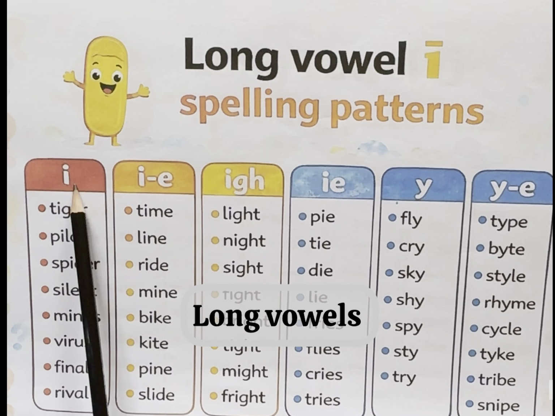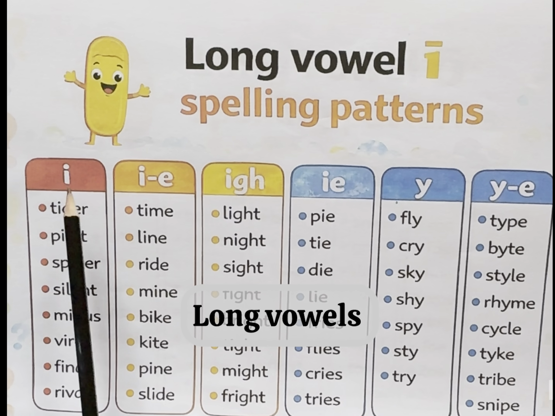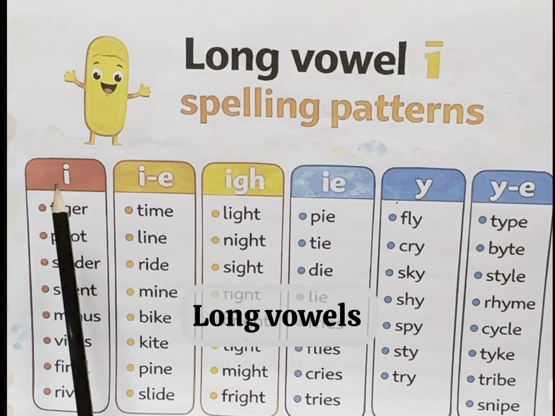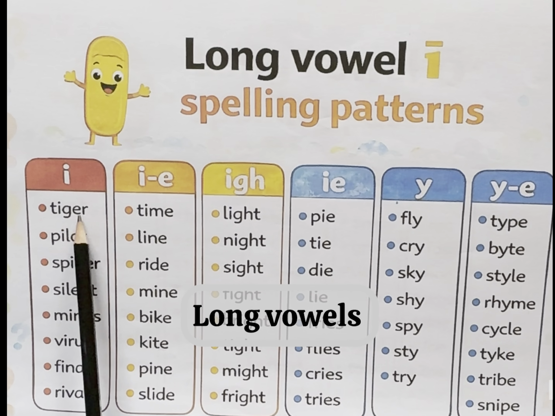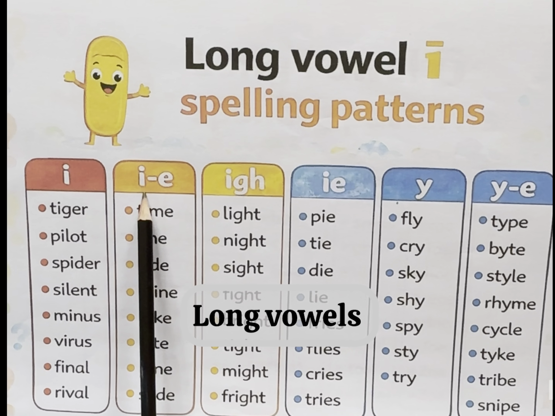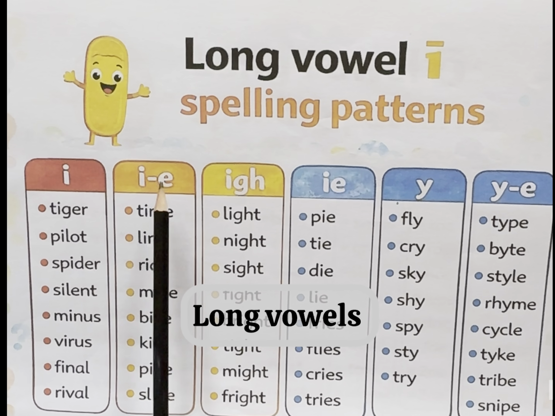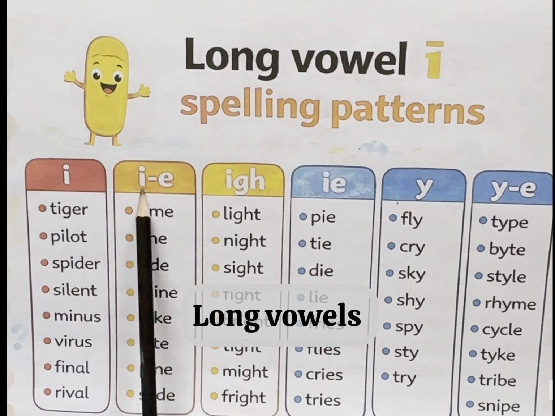This is the letter I and its sound is I. But in these words we will read I as the long vowel I sound as in T, I, E, tie, T, I, G, E, R, tiger. This is again a split digraph. If a word has a vowel, consonant and a silent E, then we will read the vowel as the long vowel sound. So we will read I as the long vowel sound, I as in T, I, M, E, time.